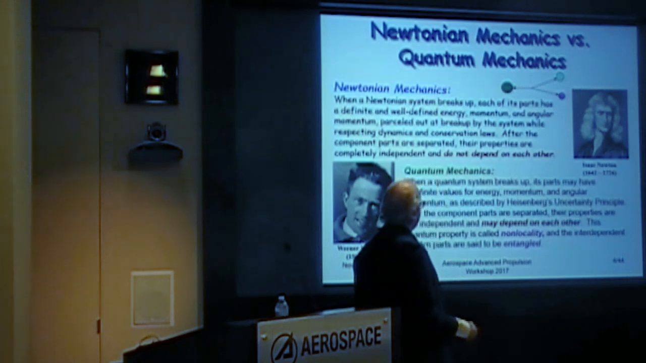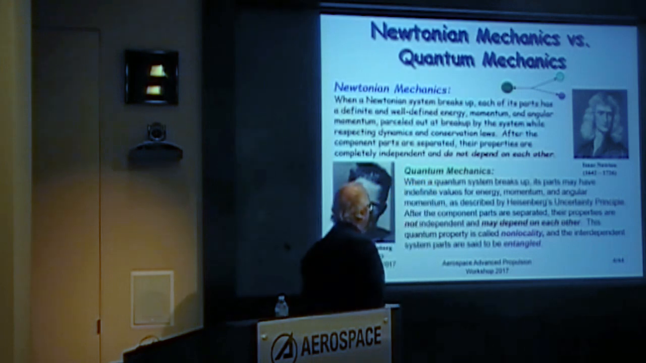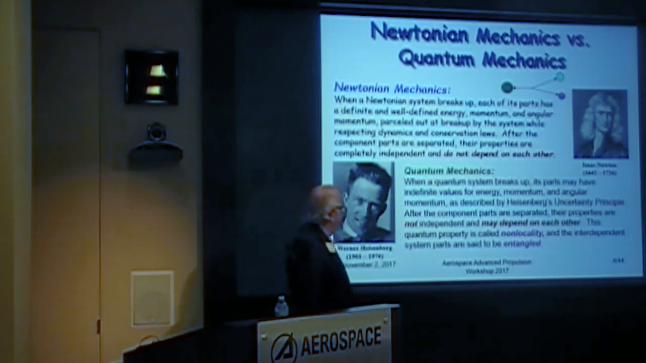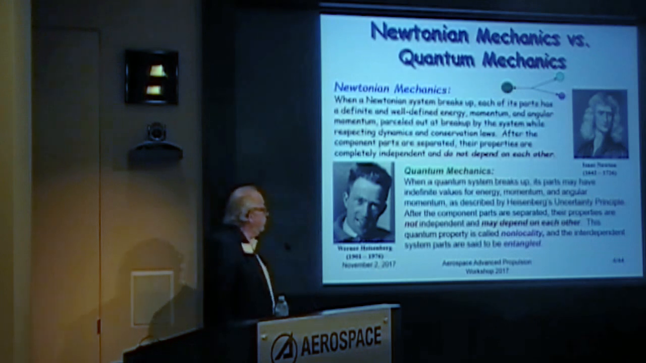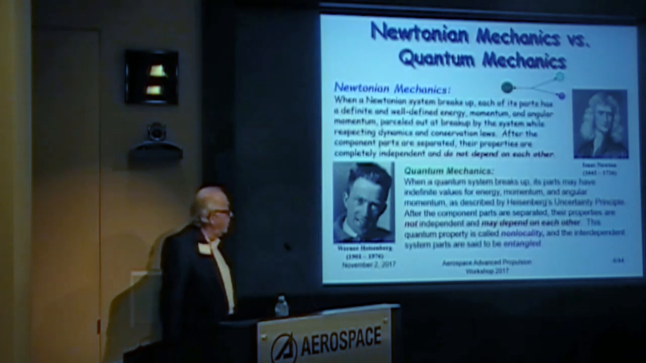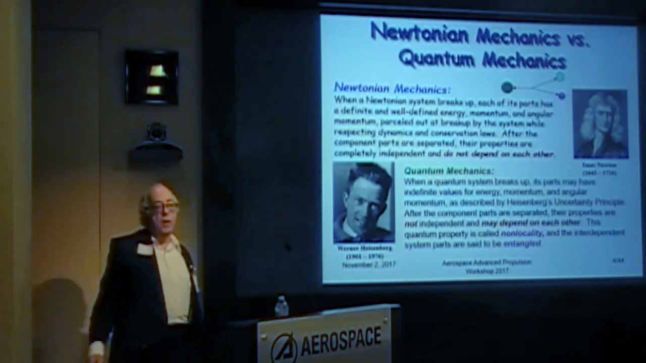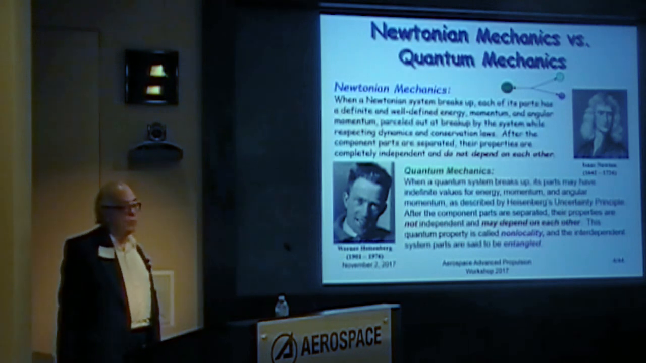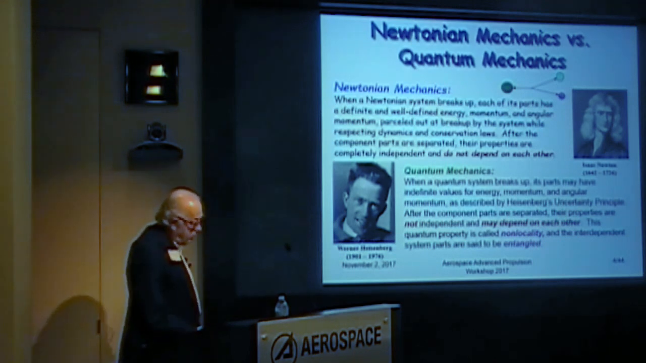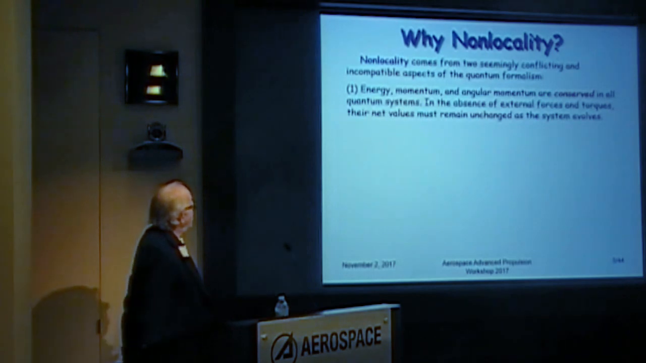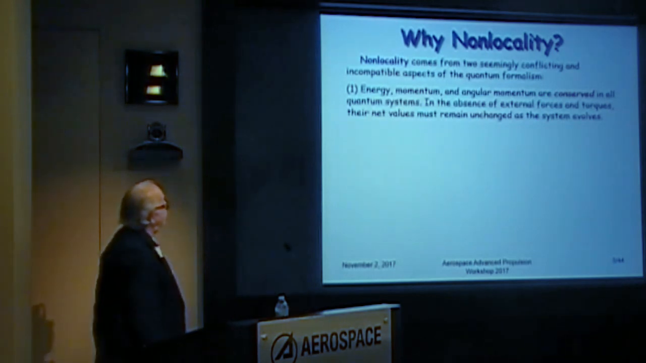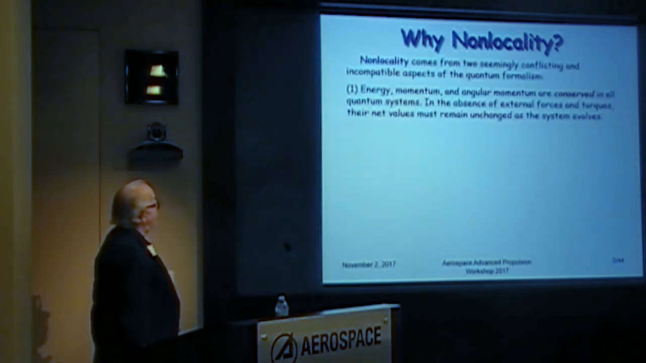When a quantum mechanical system breaks up, its parts may have indefinite values of energy, momentum, and angular momentum, as described by the uncertainty principle. And after the components are separated, they are not independent, and they may continue to depend on each other even as the parts of the system separate. And so this is the problem. Non-locality comes from these two seemingly conflicting, incompatible aspects.